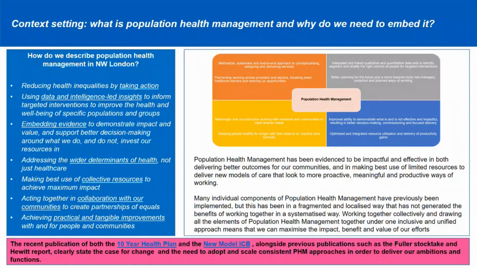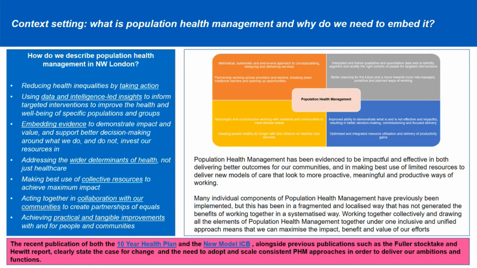So, the way that we've tried to describe population health management in North West London is that fundamentally this is about taking action, and it's taking action with a predominant eye on how do we reduce health inequalities in our footprint, and it's about using data and intelligence-led insights. And I want to really be clear about this. It's not just about hard data. This is about how we use intelligence. So a lot of what our communities tell us, what are some of those qualitative measures, what is the intelligence that we can generate from both hard data and softer data to inform targeted interventions, help with our planning and help with our decision making.